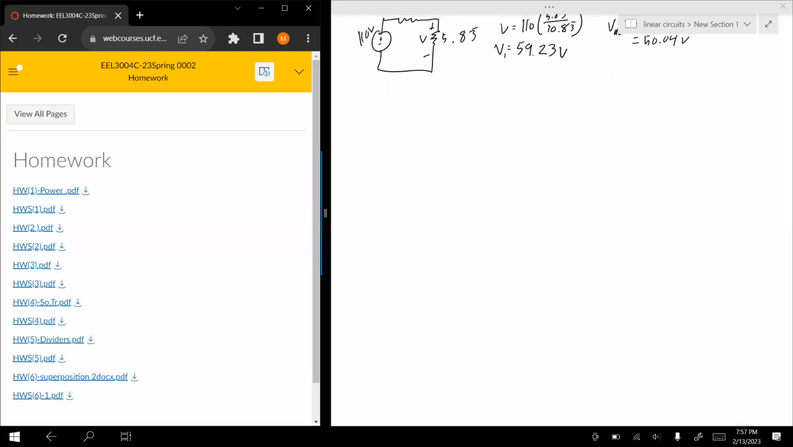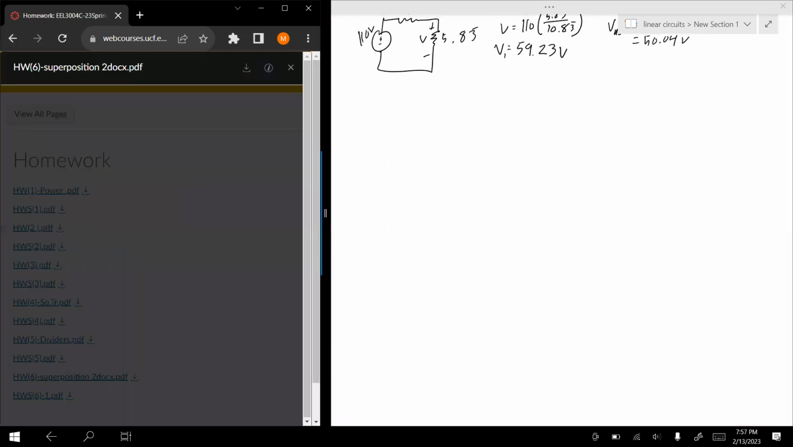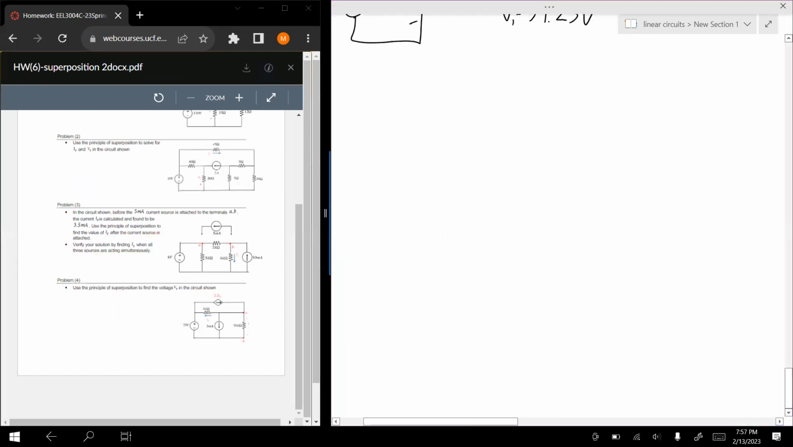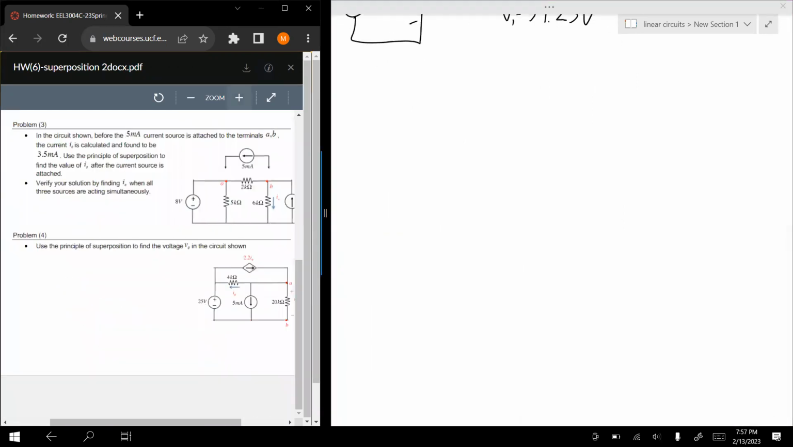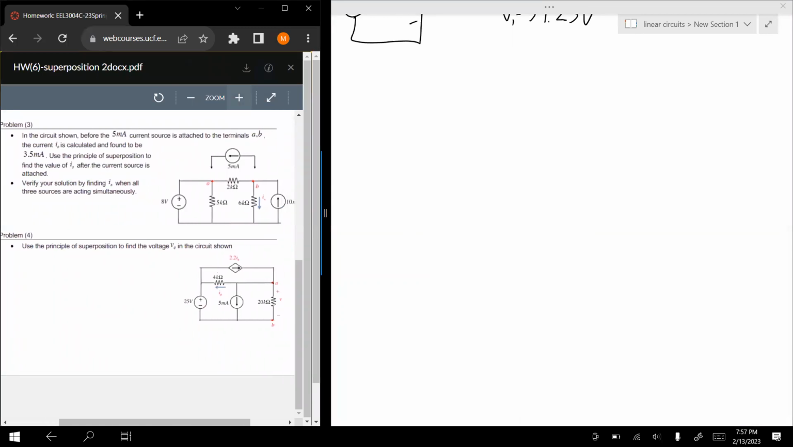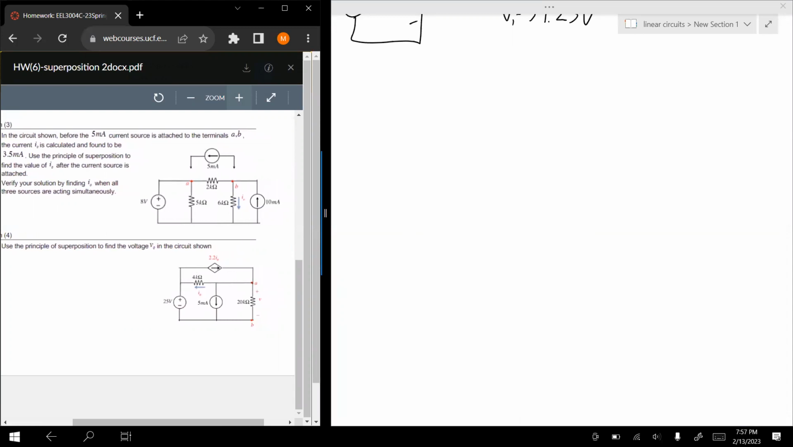I say let's do one that looks very different. So let's do this bottom one. This bottom one has a current dependent current source in it. So we want to find V naught, which I'm just going to assume is the voltage across the 20 kilo ohm resistor.